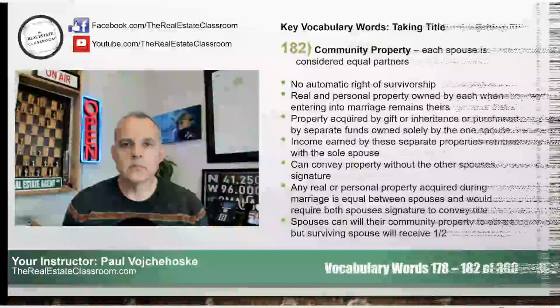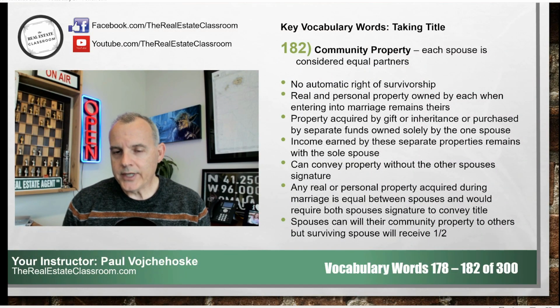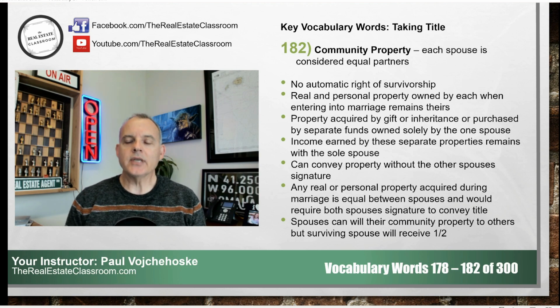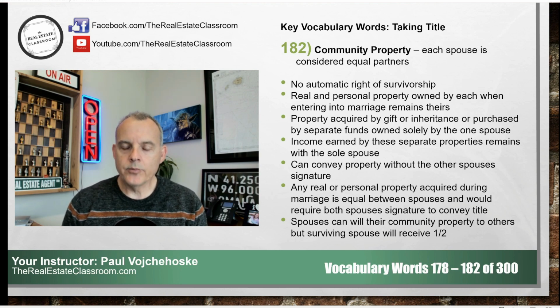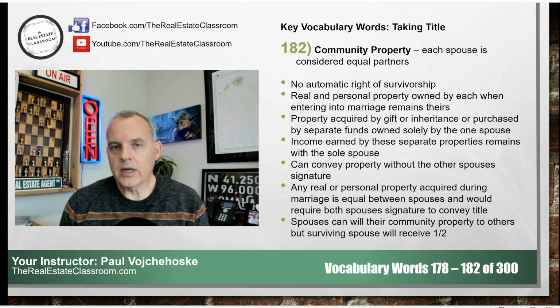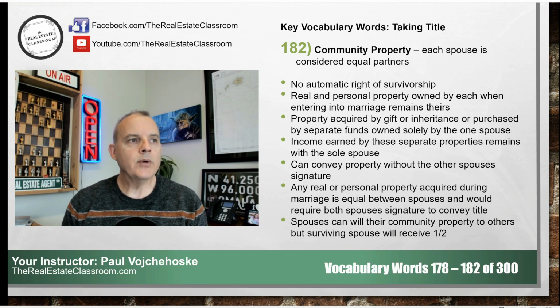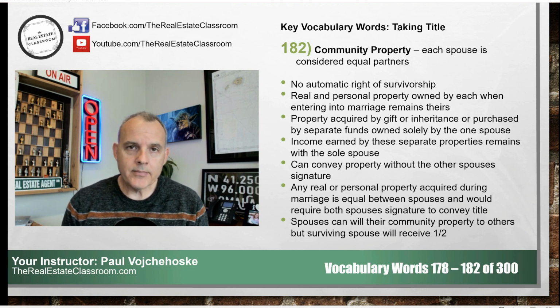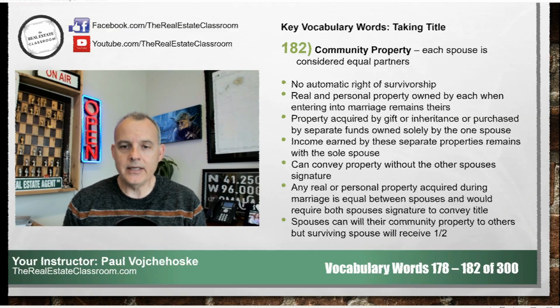All right, now, the next bullet point on your screen says any real or personal property acquired during the marriage is equal between the spouses and would require both spouses' signature to convey title. Real simple. My wife and I get married. It's a community property state. We buy this house that we're going to live in while we are married. Then if we're going to sell that property, my wife and I would both need to sign the deed.